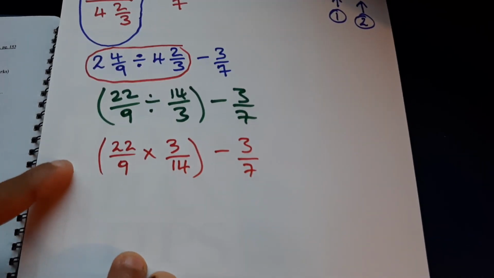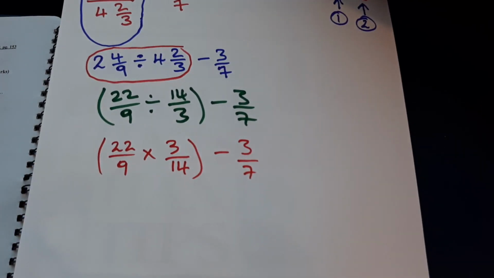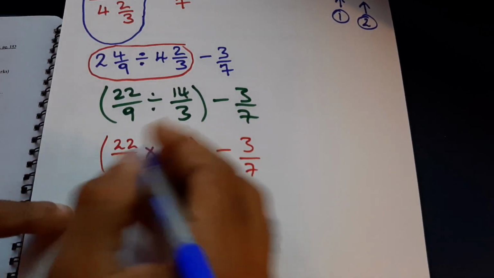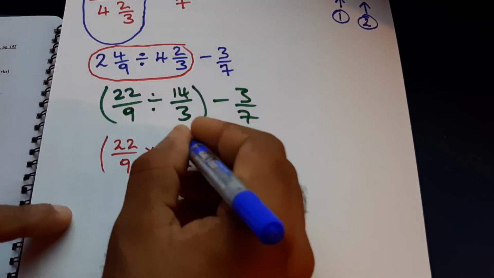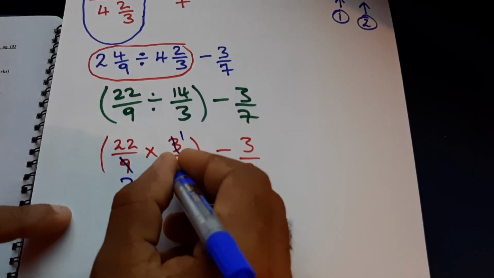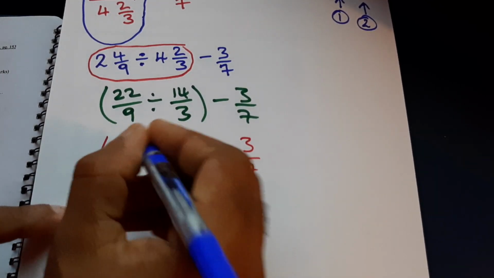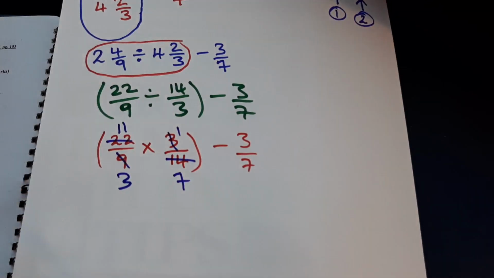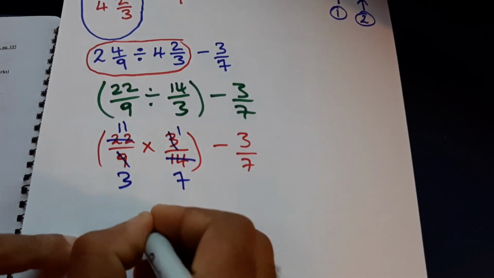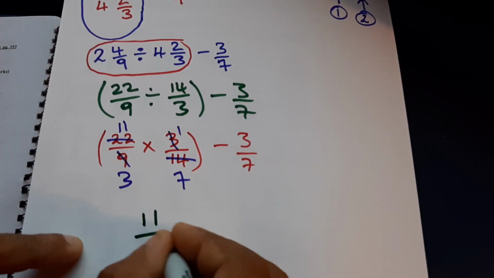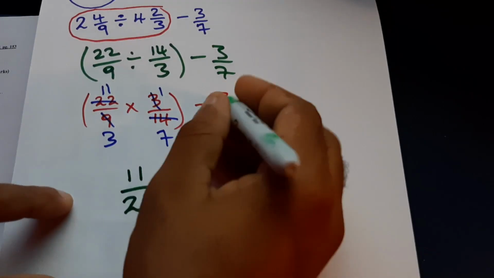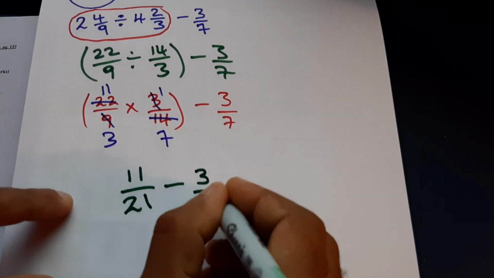Okay, now I'm going to check to see if anything can be cancelled. We know that yes, this diagonal, we can use 3. 3 into 3 is 1, 3 into 9 is 3, 2 into 14 is 7, 2 into 22, that's 11. Then I'm going to multiply across. 11 times 1, that's 11. And 3 times 7, that's what? 21. And bring back down my minus 3 over 7.